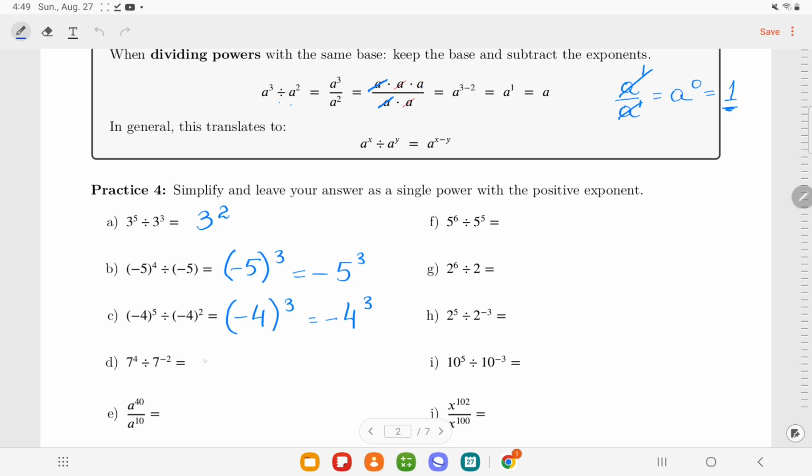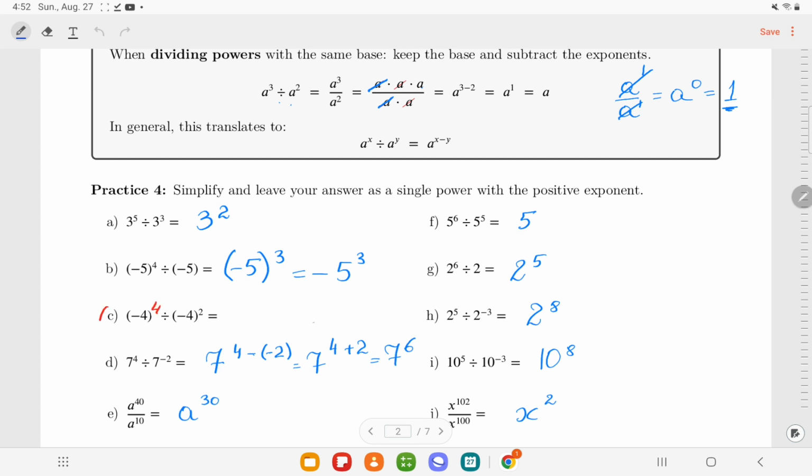And one more, 7 to the exponent 4 minus negative 2. 4 minus negative 2 will become 7 to the exponent 4 plus 2. Remember, negative times negative gives us positive. And the final answer, 7 to exponent 6. Now continue and finish practice 4, and check your answers.